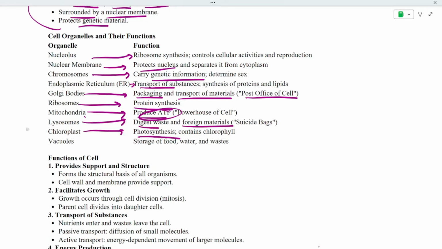Chloroplast is present for the photosynthesis process, and it contains the chlorophyll substances. And last is the vacuole. Why is it present? Because it stores food, water, and waste.